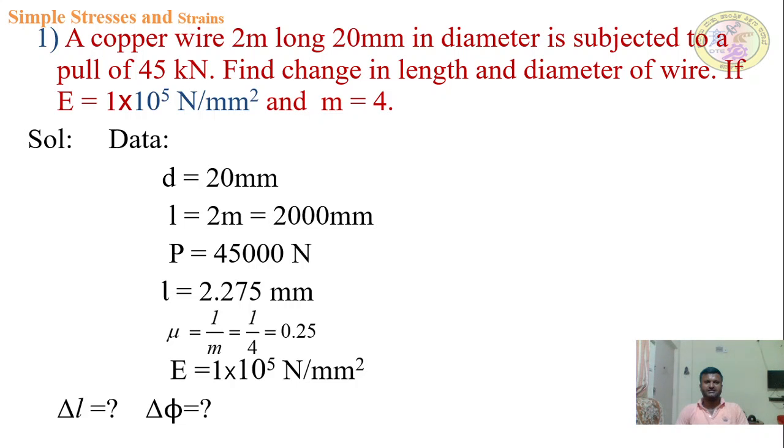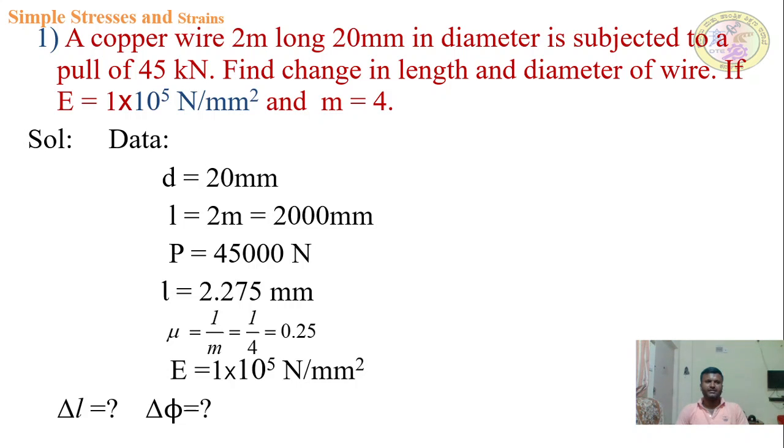the modulus of elasticity is 1 into 10 to the power of 5 Newton per millimeter square and m is equal to 4. Why have they given m? M is nothing but Poisson's ratio, which is related with mu. Mu is equal to 1 by m. Please remember the different sign convention used for the properties of material.